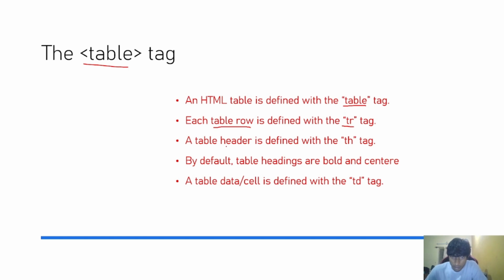A table header is defined with the th tag. By default, table headings are bold and centered. Whatever data goes into a cell is defined with the td tag. So table row, tr, table header, th, and whatever data goes into a cell is your td tag. So three tags are used inside the table tag.